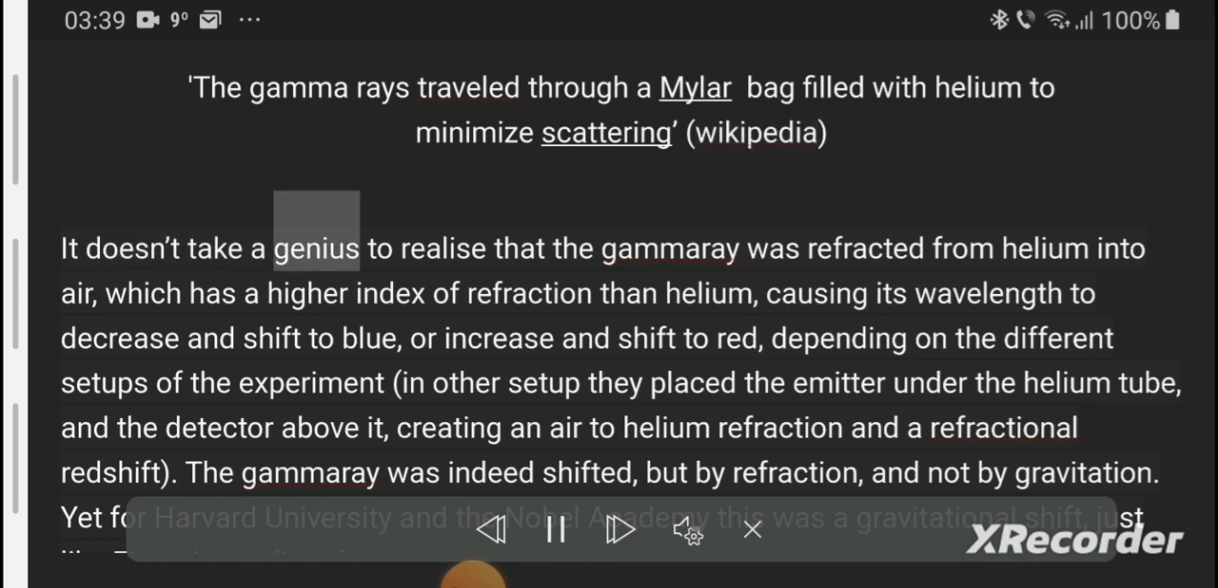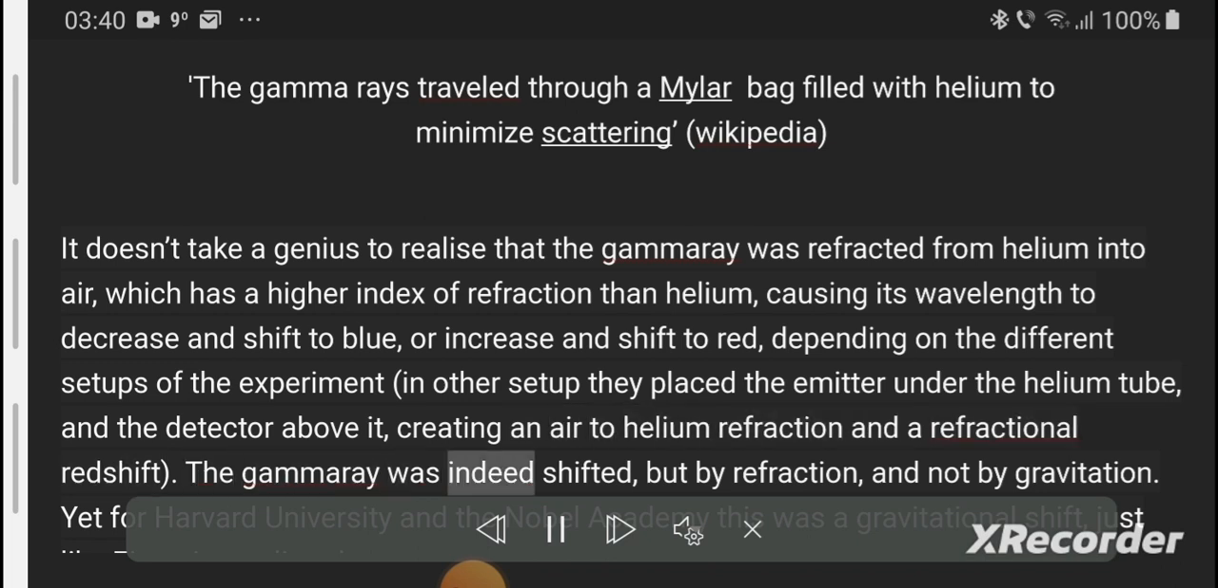It doesn't take a genius to realize that the gamma ray was refracted from helium into air, which has a higher index of refraction than helium, causing its wavelength to decrease and shift to blue, or increase and shift to red, depending on the different setups of the experiment. In another setup they placed the emitter under the helium tube, and the detector above it, creating an air-to-helium refraction and a refractional redshift.